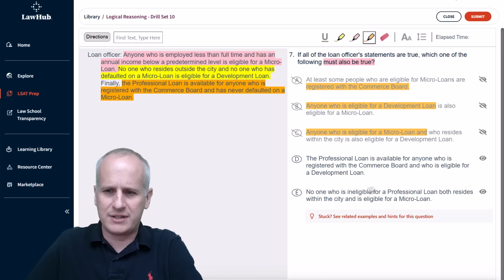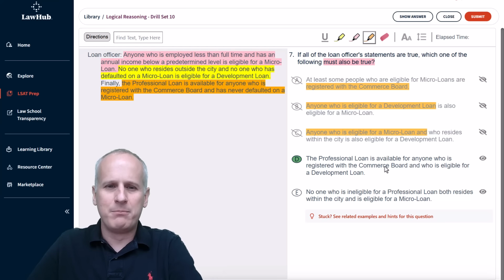Then choice D, the professional loan is available for anyone who is registered with the Commerce Board. Yep, that's right there in the orange. And who is eligible for a development loan. Well, we know that if you're eligible for a development loan, you had to have not defaulted on a microloan, and that is the criteria, the other half of the criteria beyond the Commerce Board for eligibility with the professional loan. So D matches those statements in the orange and yellow directly. Hopefully you can see that pretty clearly.